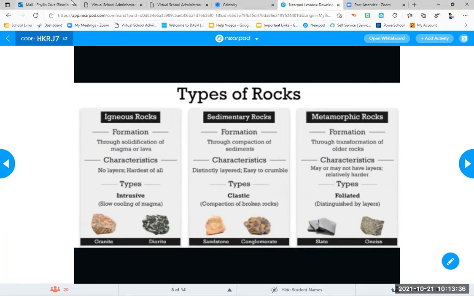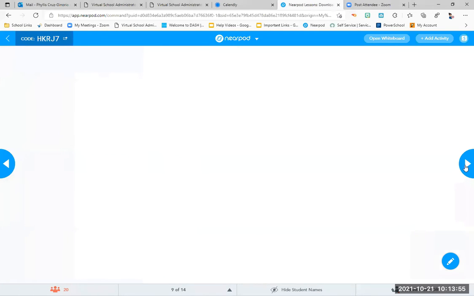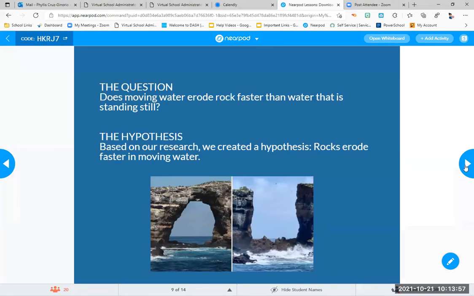Hold on. So we're going to explore how weather can erode or change the rocks over time. You know, there's rocks all over the earth. So the weather will change the earth. If it changes the rocks, it's going to change the earth, isn't it? So let's talk a little bit more before we begin.